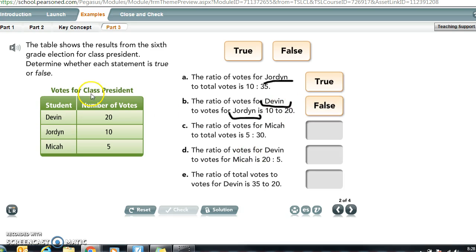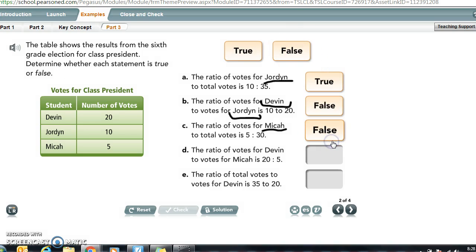The ratio of votes for Micah to the total votes is 5 to 30. Well, yes, Micah got 5 votes. But how many votes did we say we had in total? 20 plus 10 plus 5, 35. So that's actually not correct.